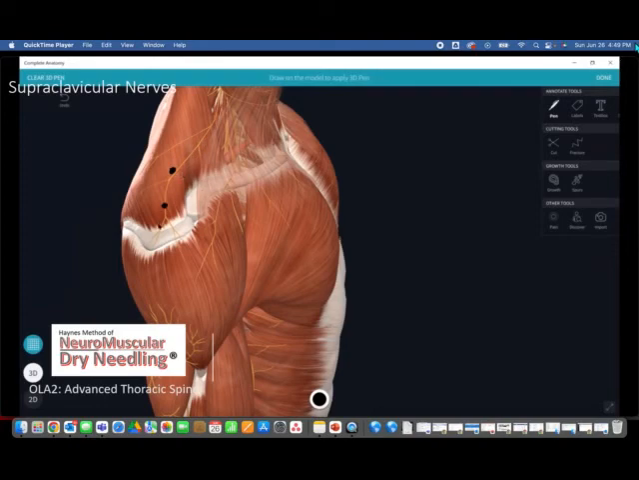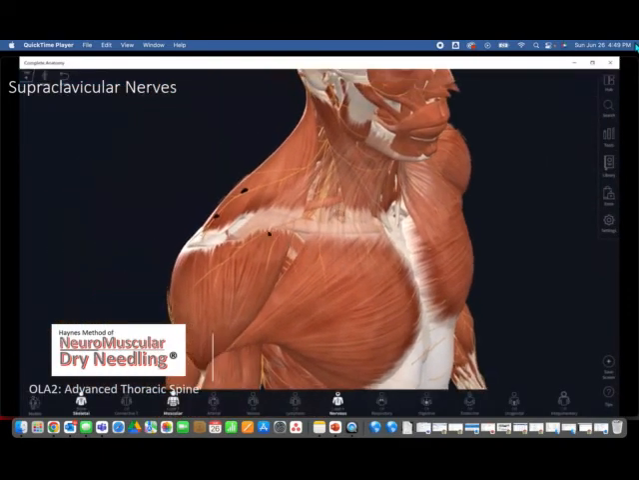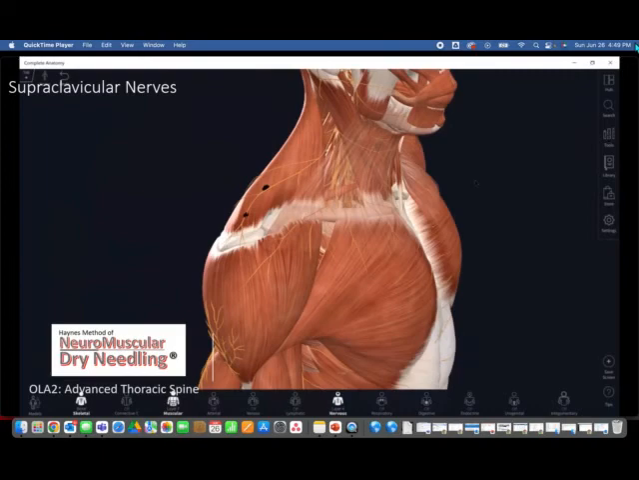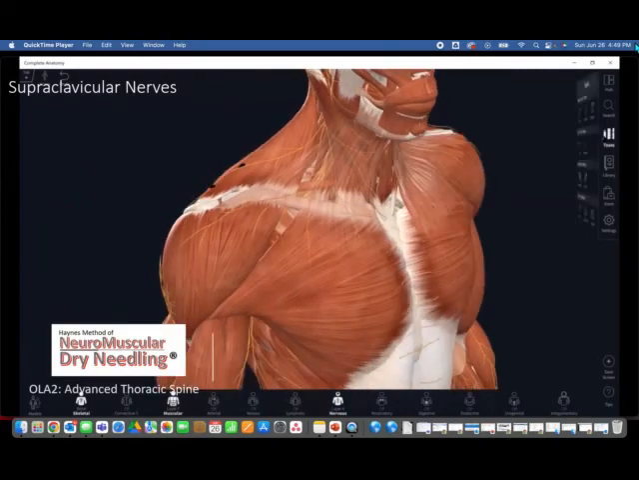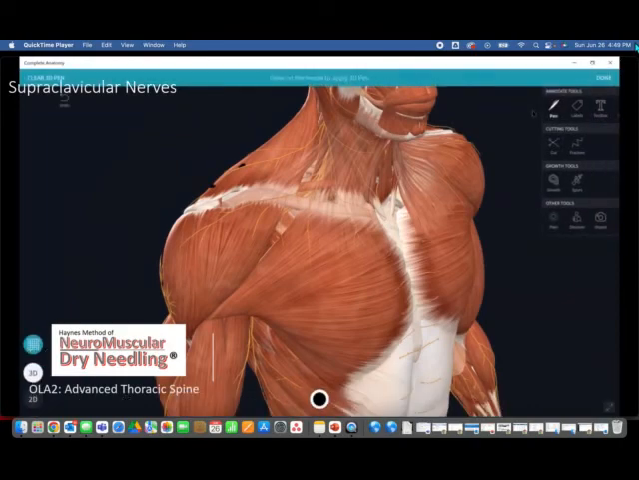Again, we want to keep in mind the location of the lung field and make sure that we stay superior to that. So any needle angulation would have to be respectful of that lung field. Additionally, we would also want to look at the area inferior to the clavicle in the anterior deltoid.